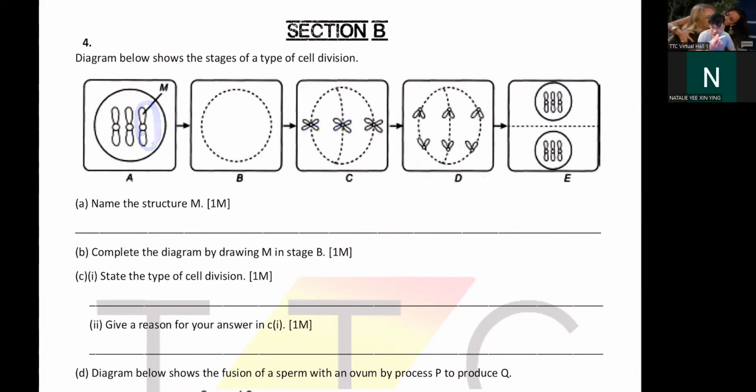So what is structure M? This is the thread, the one we learned at the beginning. This is called your chromosome, the whole thread. If you pull one strand out, that's the DNA. Okay, so complete B. So obviously this is PMAT, right? B is when they now look like this.